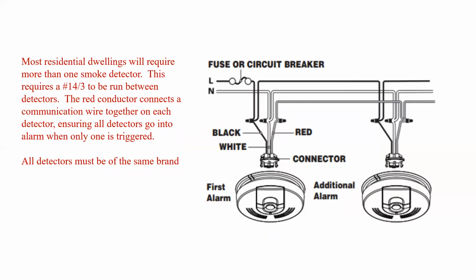Most residential dwellings will require more than one smoke detector, and this requires the installer to install 14/3 or 3 conductors between each one of the detectors. The red conductor is used to connect the communication lead together on each of the detectors, ensuring that all detectors will go into alarm if only one of them is triggered. Now, keep in mind, all of the detectors must, of course, be the same brand in order for that communication to function properly.